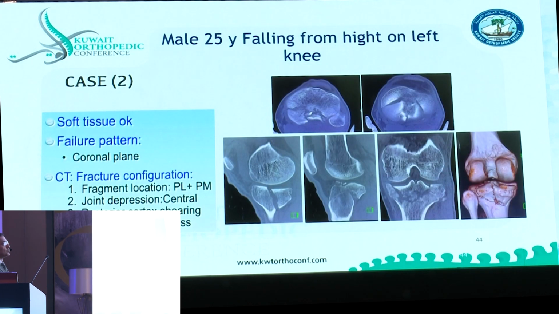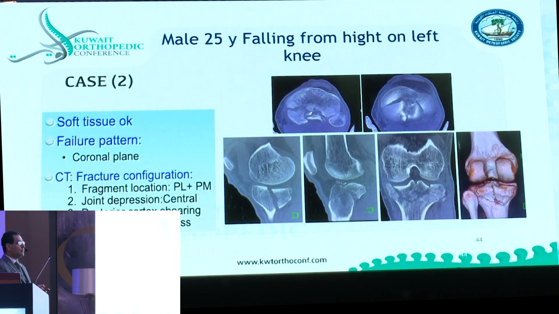Second case, male, 25, falling from height on the left knee, presented with this pattern of injury. This is a very difficult situation. You have posterolateral and posteromedial corners, and this corner is shearing. The pattern of failure is coronal plane, soft tissue is okay, one stage surgery, fragment location posterolateral, posteromedial, central depression, posterior cortex is shearing cortex, needs to be buttressed by plate.